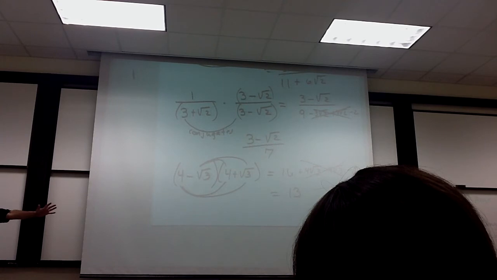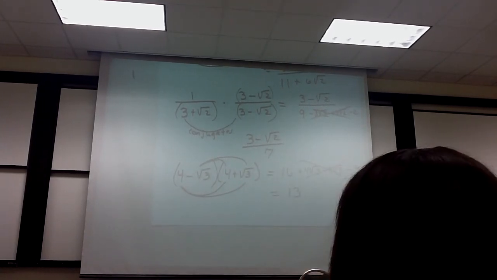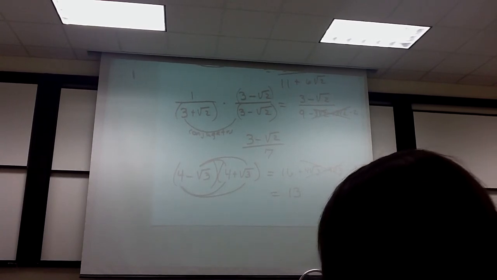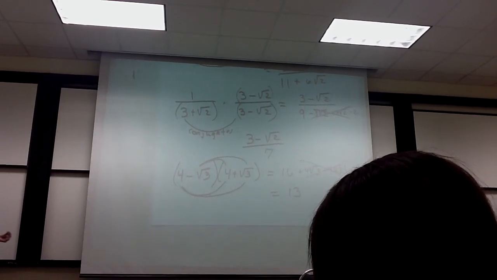Hey, look at the example of when we multiplied conjugates. We multiplied conjugates with the FOIL, the O and the I. The O and the I will always cancel. Always, always, always. Multiply conjugates, the O and the I will always cancel. So you can just kind of take a shortcut.